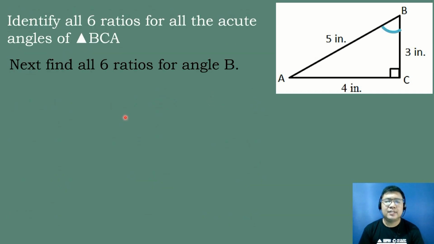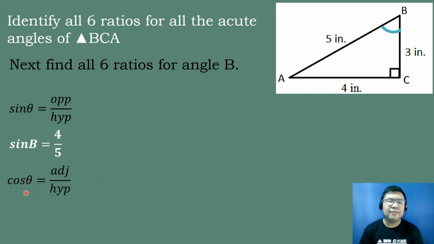Next, this time, let's find all the 6 ratios for angle B. So if angle B is the given angle, let's start with sine theta, opposite over hypotenuse. So the opposite side of angle B is side AC, and the measure of side AC is 4 inches. And the hypotenuse, the longest side of a right triangle, is equal to 5. So we have 4 over 5. And then we have cosine theta is equal to adjacent over hypotenuse. So the value of the adjacent side, the side in between the given angle and the right angle, is equal to 3 inches. And the hypotenuse is equal to 5 inches.